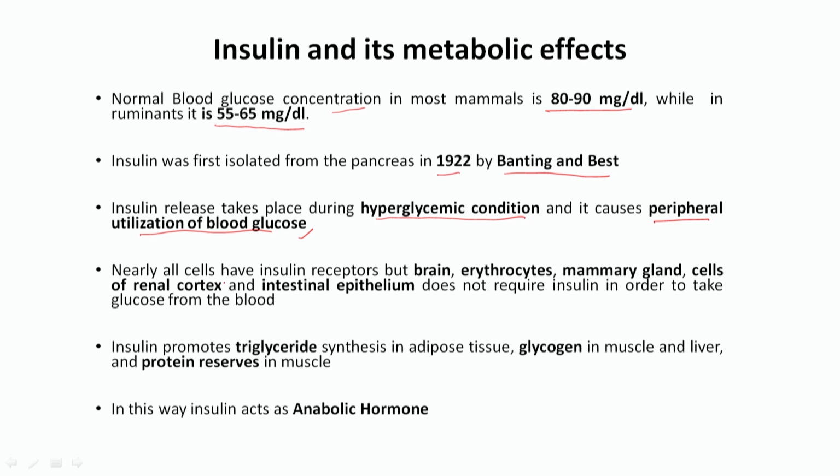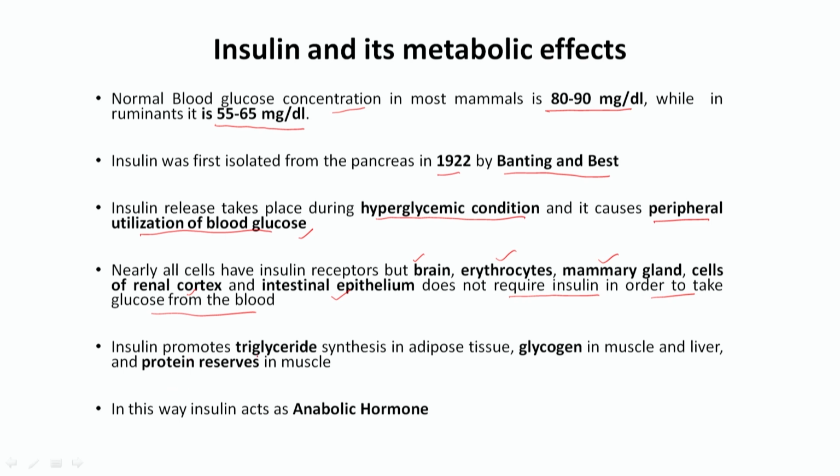Nearly all cells have the insulin receptor, but there is an important exception: brain, erythrocytes, mammary gland, renal cortex cells and intestinal epithelial cells do not require insulin in order to take glucose from the blood. These cells are independent of insulin for glucose utilization, but other cells require insulin, especially the muscle cells and the adipose cells.